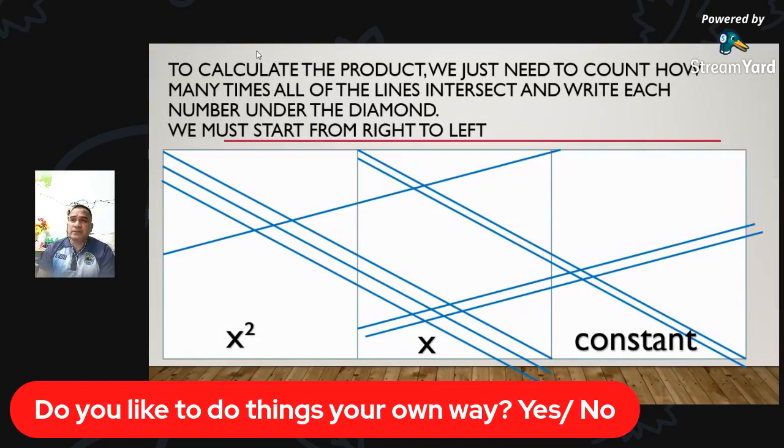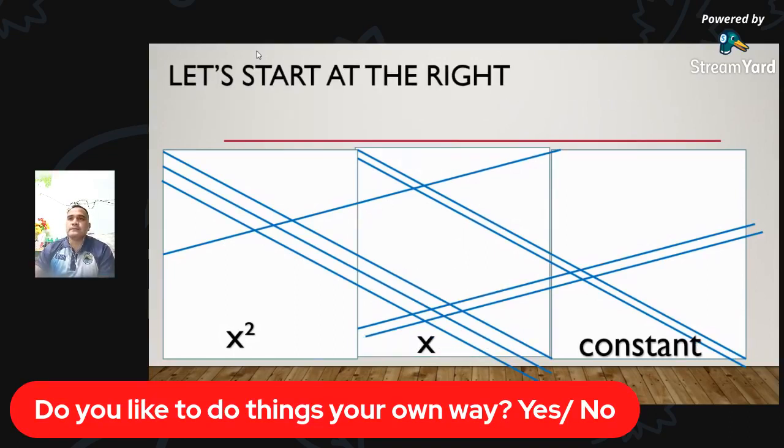To calculate the product, we just need to count how many times the lines intersect and write each number under the diamond. We must start from right to left. So let's start with the constant, then x, and then x squared. Again, let's start at the right. Let's count 1, 2, 3, 4. So we have plus 4.